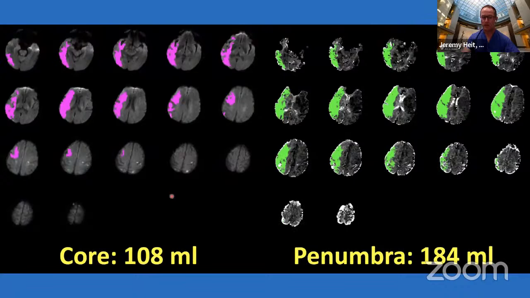So this is something that is not really going to be prone to some of the estimation issues of CTP that we talked about. This is likely to be very, very accurate. And they do have a larger penumbra, okay? So there is still a 70 plus milliliter difference in volume. I think most people would look at this core and say, that's pretty big.